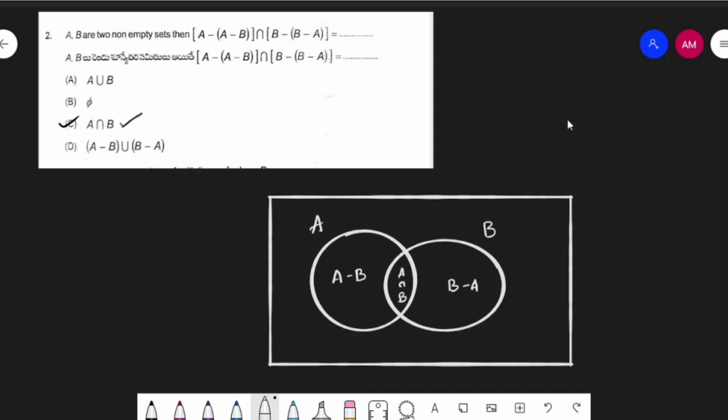So, what they asked? A minus B. This is the complete A. If we take out the A minus B region, then what will be remaining? A intersection B. Consider the second expression, B minus A. So this is B. If we take out B minus A, what is remaining? A intersection B. So if we take the intersection of these two, we get A intersection B. So the answer is C.